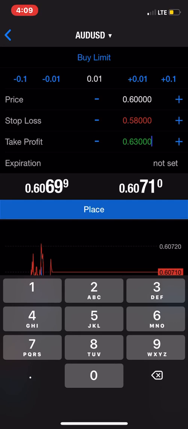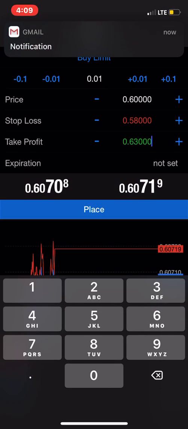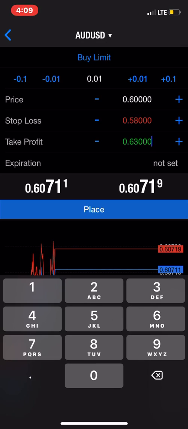They've given you the price at 0.60000. They've given you the stop loss at 0.580000, and the take profit 0.630000. This place is gonna populate where it says place. It's gonna populate in blue. That's how you're gonna know the trade is ready to go. And you're literally gonna click place.